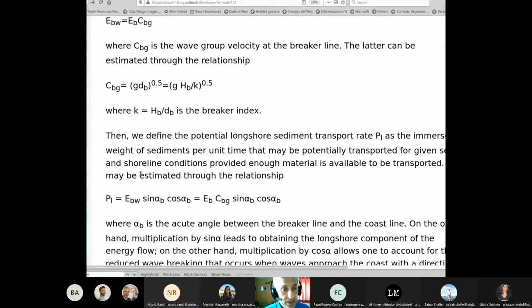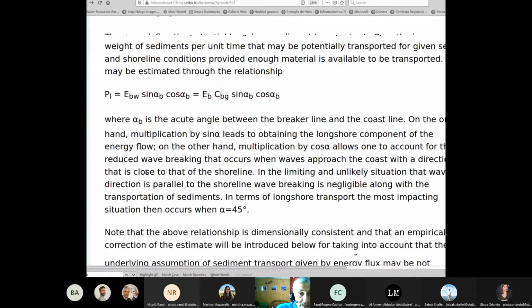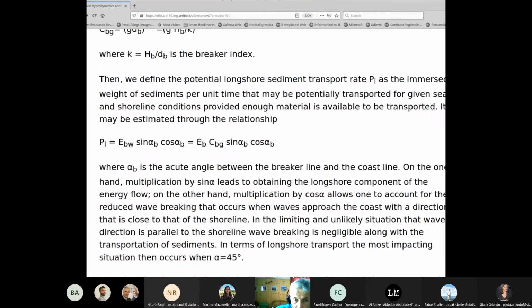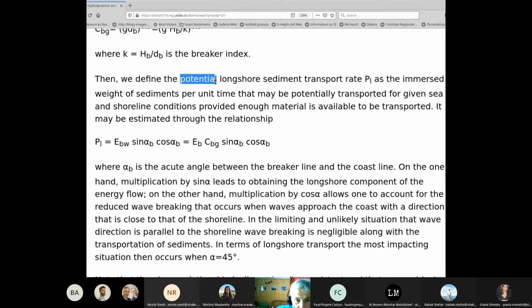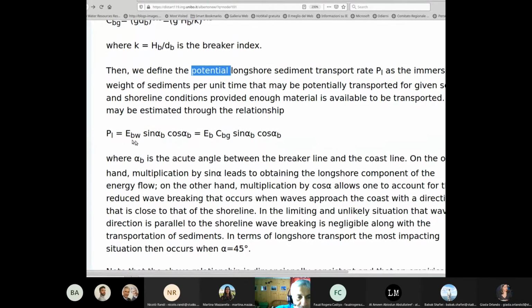Okay, now, finally, we said that we define the potential, don't forget the word potential, the potential longshore sediment transport rate, PL. What is PL? It is the immersed weight of sediments per unit time that may be potentially transported. Okay, and we defined it in this way.